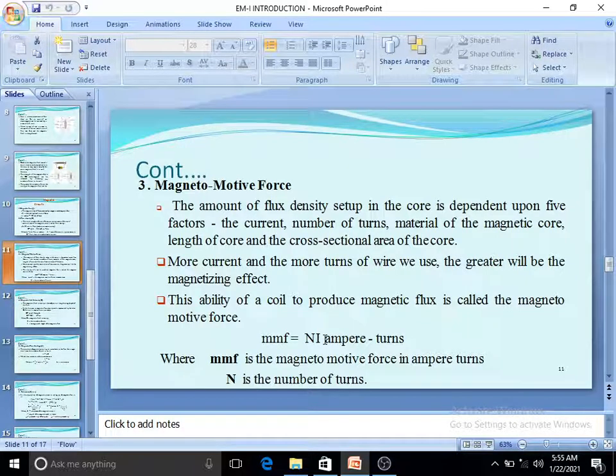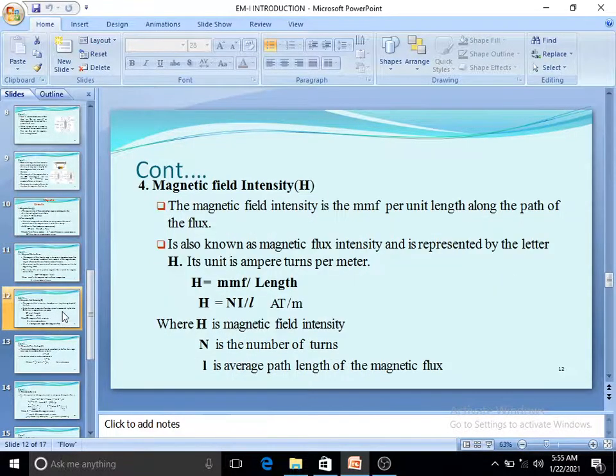Clear? So magnetomotive force is the ability of a coil to produce a magnetic flux, which is defined as the product of the number of turns and the current. The unit of turns is just turns, and current is ampere. So ampere turn is the unit for MMF. Flux density and magnetomotive force should be clear till now, right? Move to the next slide.